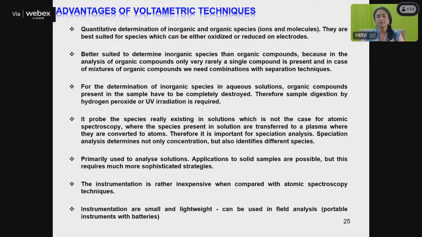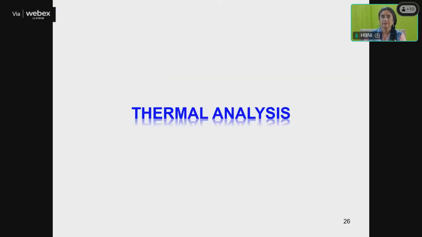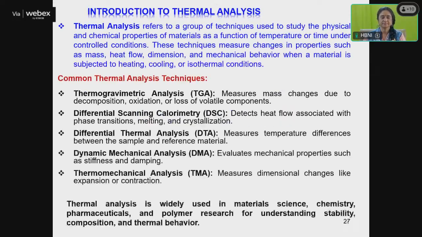The advantages of the voltammetric technique I have listed, and you can have a look at it. There are many advantages. I will not read each and everything, you can just go through it. Now let us look into thermal analysis. This is also an important technique, thermal analysis.